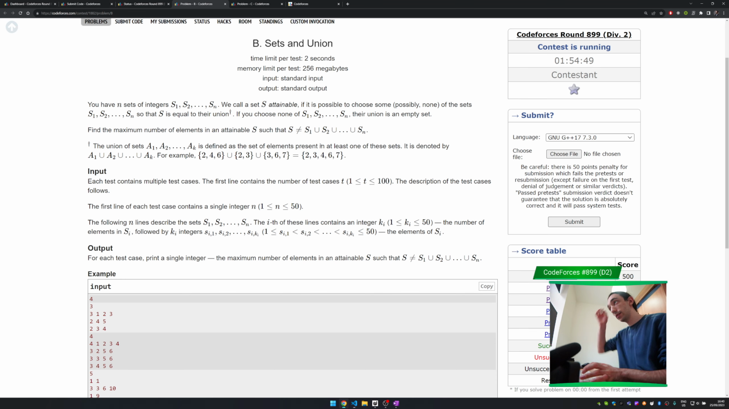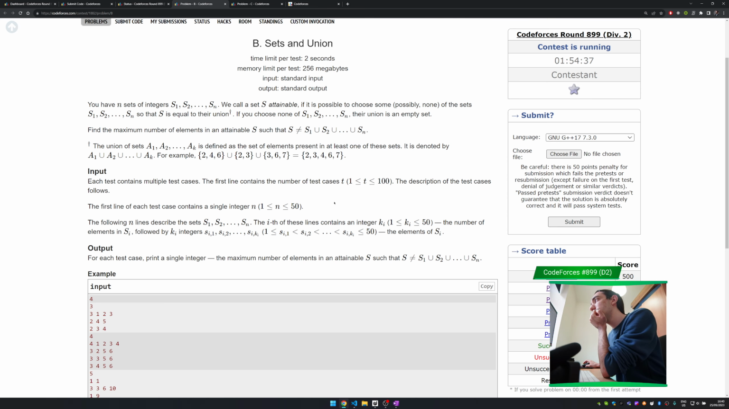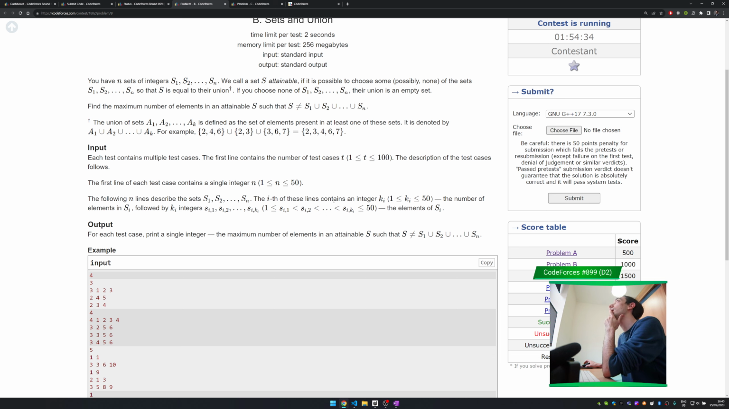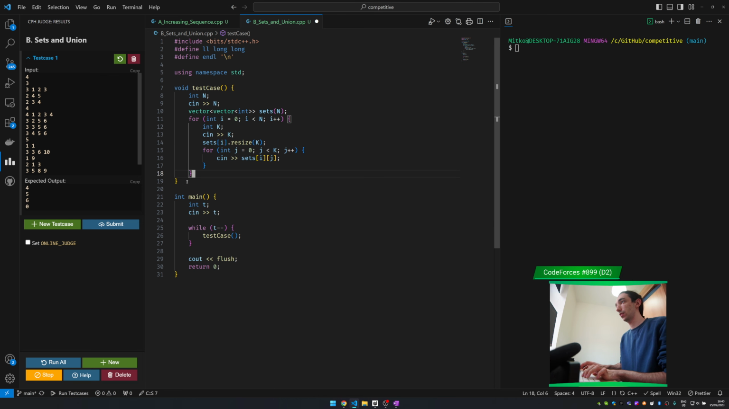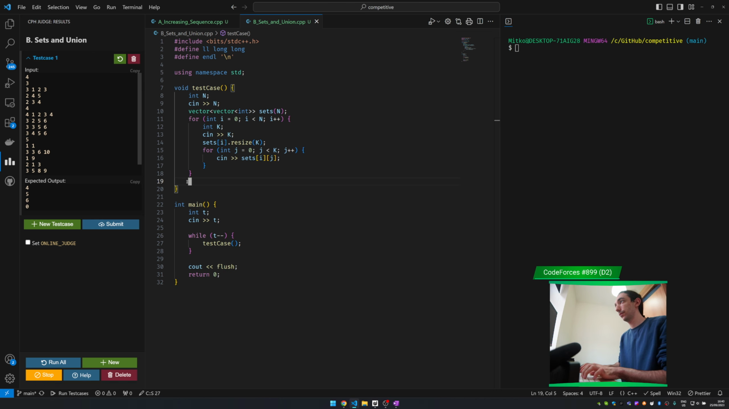Then the answer is the minimum. So we'll delete the sets. No, should we delete the sets with the smallest element? What is the maximum number of elements in an obtainable S? Wait, we want only one set to be deleted, right? Okay, this is simple. We want one set to be deleted.